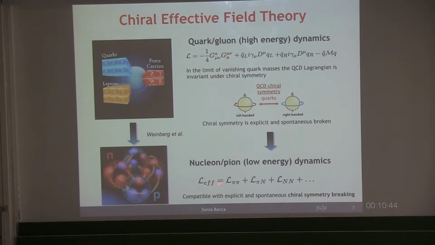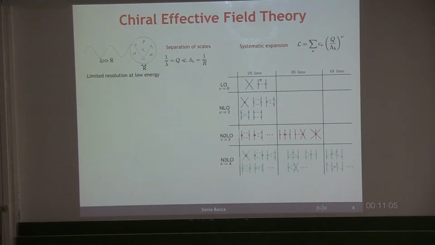So we construct Lagrangians for the pure mesonic sector, for the meson and nucleon sector, or the only nucleonic sector that are compatible with the explicit and spontaneous chiral symmetry breaking. In nuclear physics, this is the most important part, the nucleonic part, which has led, thanks to the work of many people, to this kind of list of Feynman diagrams that represent the nuclear force. Let me go through these in a little bit more detail.